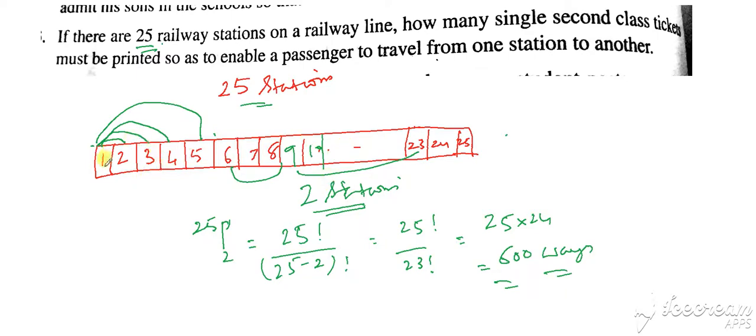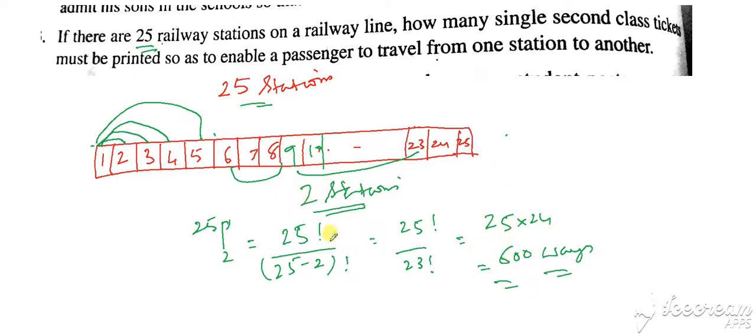So suppose if you choose 1, he has to get down at 2, 3, 4 or 5, anywhere up to 25. Similarly, if you take 2, he has to get down somewhere at 3, 4, 5 or anything like this. If you take 5, he may get down at 23. In any way, he can get in at one station and get down at another station. So he has to choose out of these 25 in order to travel. So in how many different ways can he travel? That means it is 600 ways.